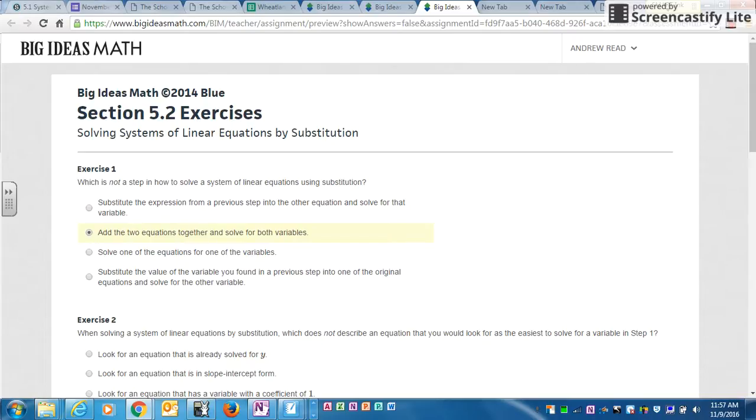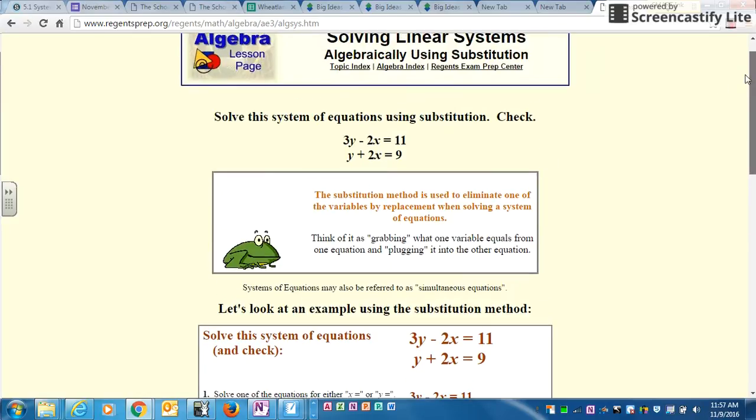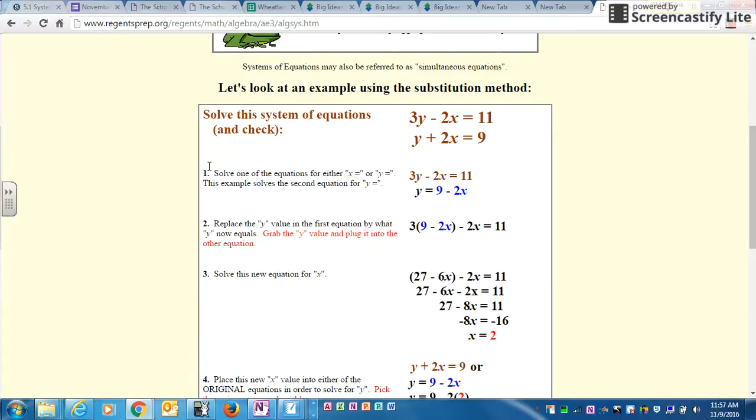So I actually Google searched systems of equations by substitution. So I'm going to look at this person's example up here. Solve this system of equation using substitution. 3y minus 2x equals 11 and y plus 2x equals 9. So let's look at this example. The first step is solve one of the equations for either x or y. This example solves the second equation for y equals.